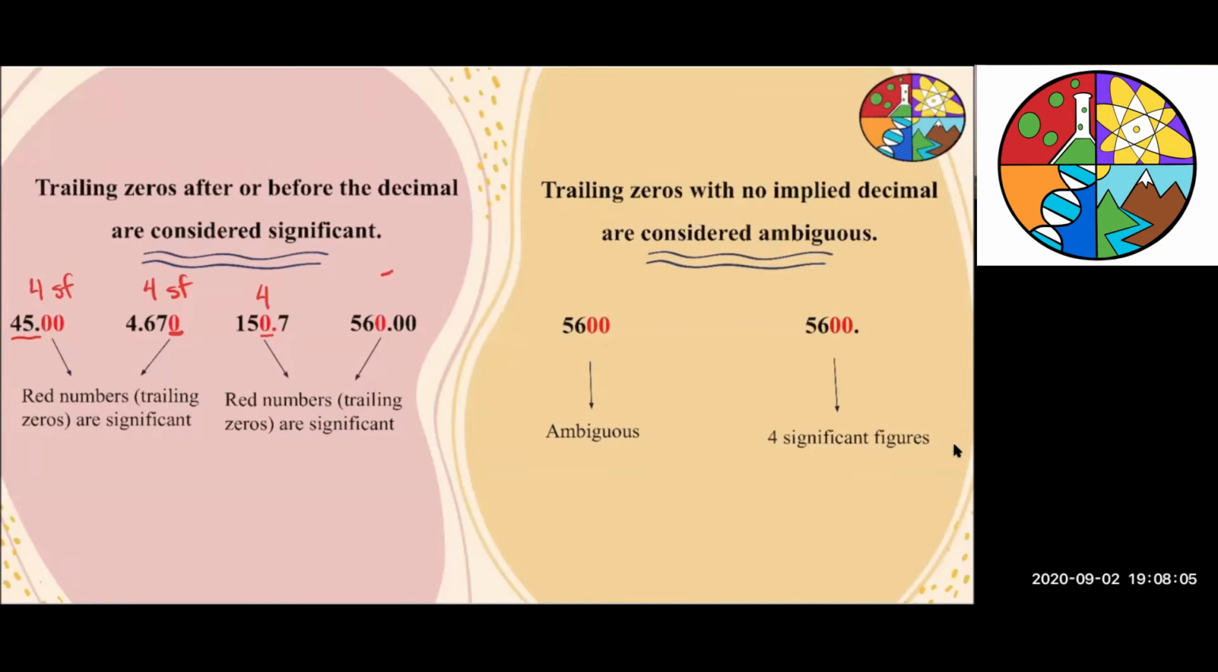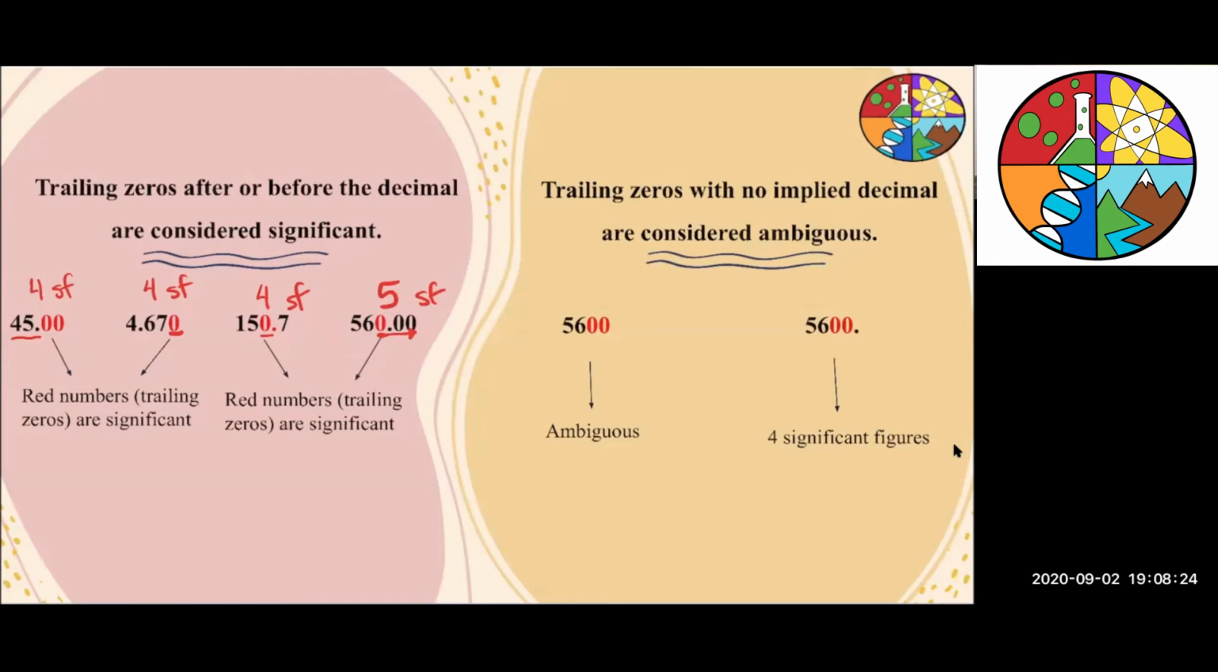Actually, this would be 6. No, 5. Counting wrong. 5 significant figures. And that's because you count this 0. The 2 zeros after the decimal are also significant, so you'd count them as well.